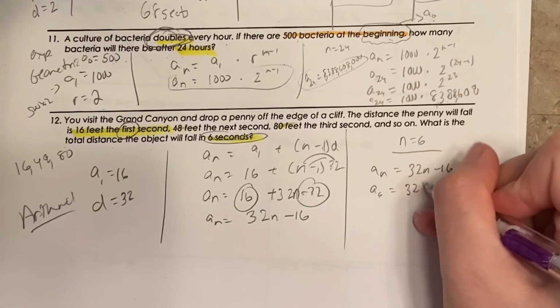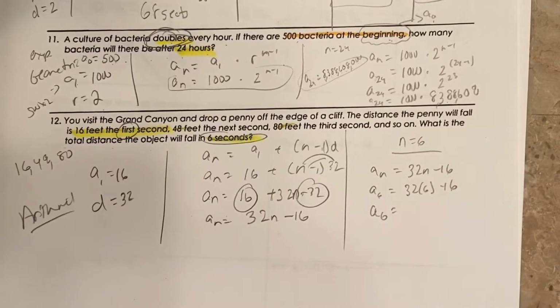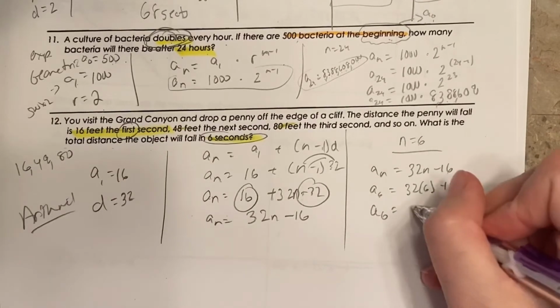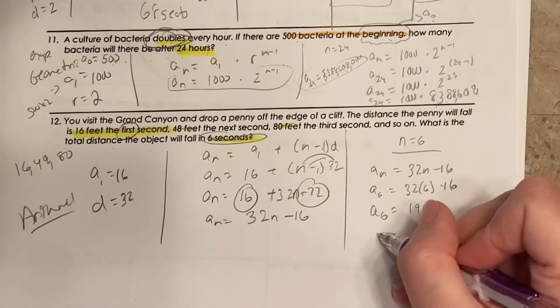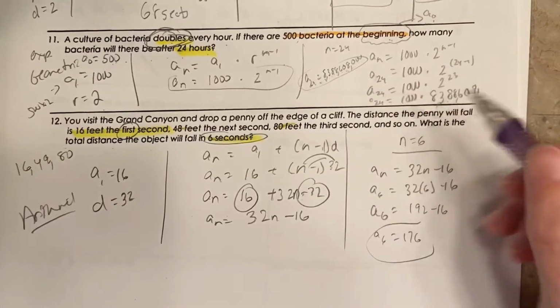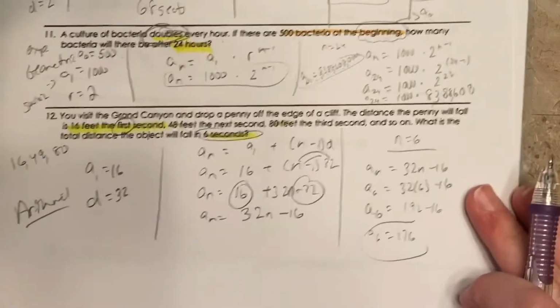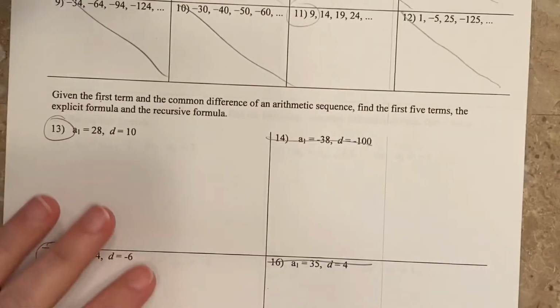A sub 6 equals 32 times 6. 32 times 6 is 192. 192 minus 16 should give us a sub 6 is 176. All right, so that is that page. So this page is actually done. So your classwork is actually done.